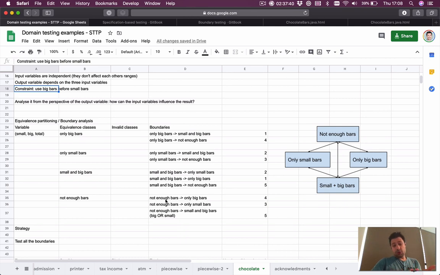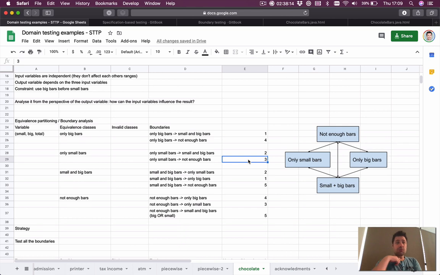And then I observed that there might be outputs that are composed by means of only small bars. Other solutions are composed by only big bars. Others are a mix of both. And other solutions are simply not possible because we don't have enough bars. So I just drew a simple picture like the one you see here. Each box is a class, and I started to draw arrows to then analyze the boundaries.